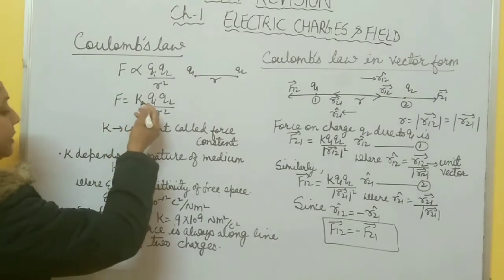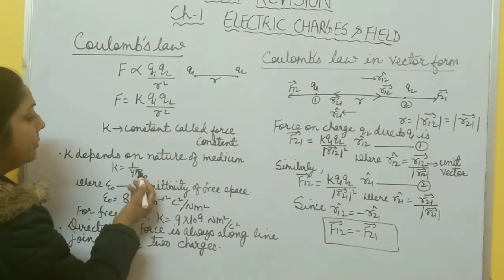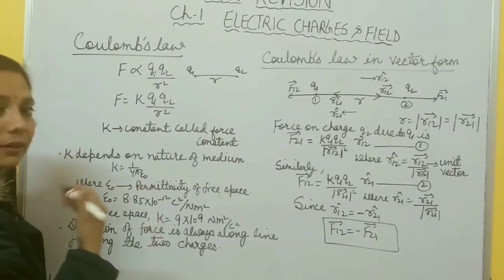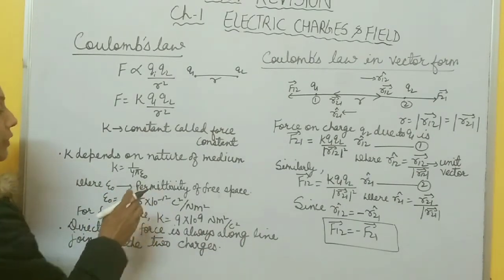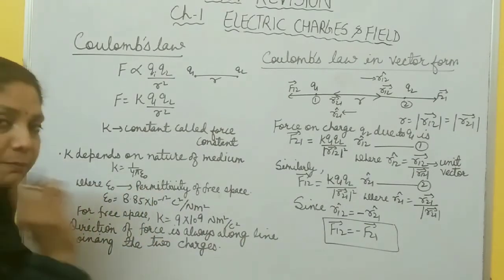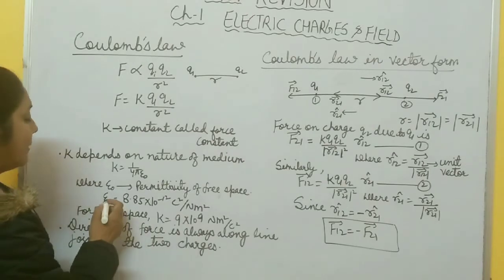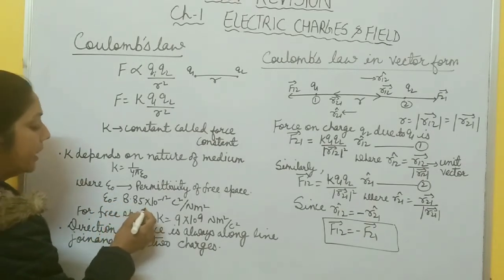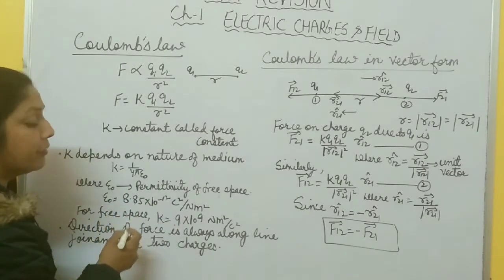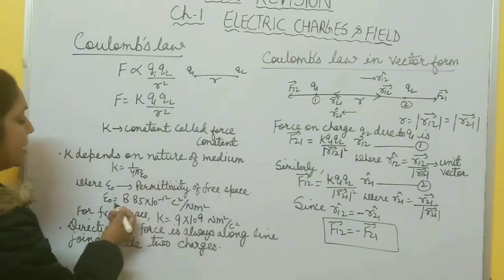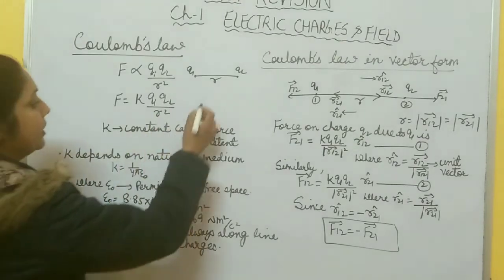So this K is equal to 1 by 4 pi epsilon naught, where epsilon naught is called the permittivity of free space, and its value is 8.85 into 10 to the power minus 12. What is the unit for this epsilon naught?